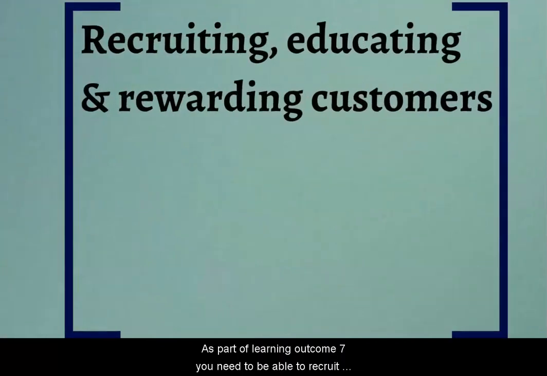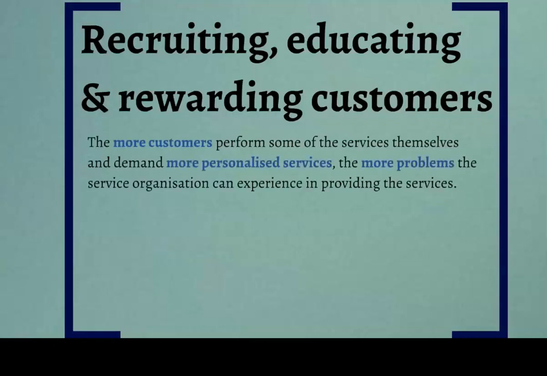As part of Learning Outcome 7, you need to be able to recruit, educate, and reward your customers for introducing this new advanced way of enhancing or promoting participation. For example, if you have a new process or using self-service technology. Service organizations experience difficulties when customers start playing a greater role in the service process and demand higher levels of customization to suit and serve their needs. The more customers interact with or perform some of the services themselves and demand more personalized services, the more problems the service organization might or will experience.